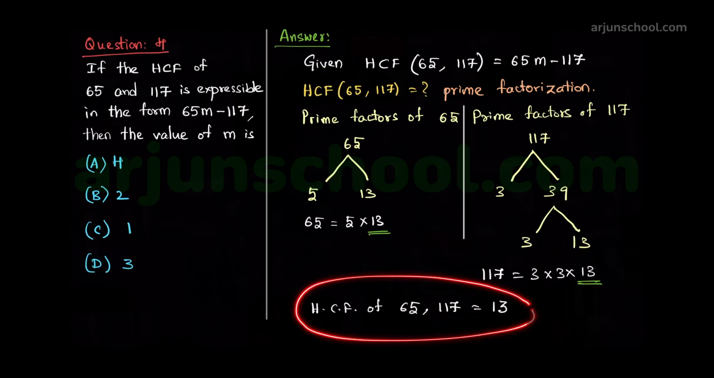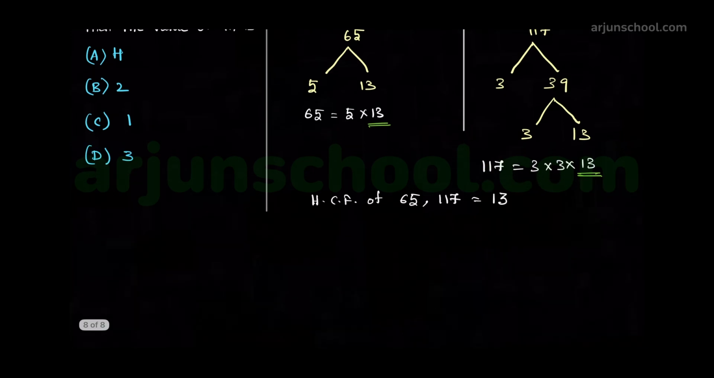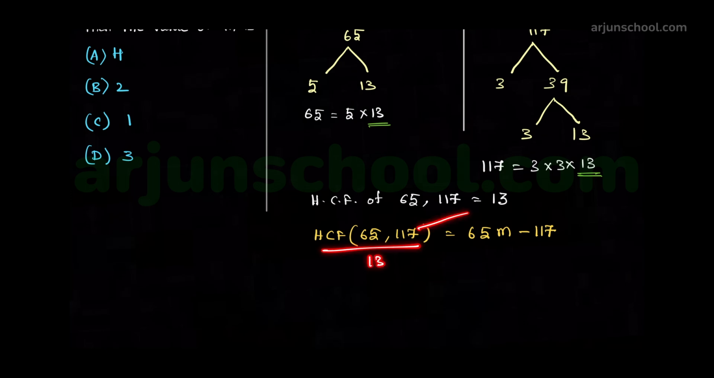Now let us substitute the HCF value in this equation, that is HCF of 65, 117 is equal to 65m minus 117. We have found that HCF of 65 and 117 is 13. Therefore 13 is equal to 65m minus 117.